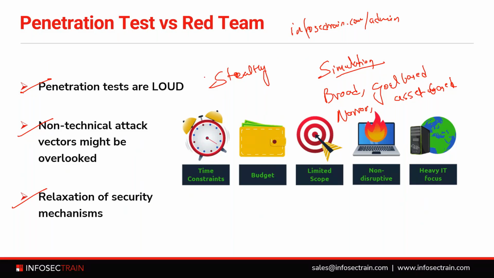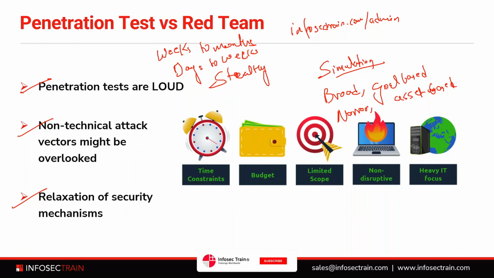Then the duration. The duration for red teaming is weeks to months, right? And for penetration testing, days to weeks, right? Like 3 weeks, 4 weeks max. Now, what we are testing in red teaming, we are evaluating the blue team's ability to detect and respond, right? And in penetration testing, we rarely test detection or response.